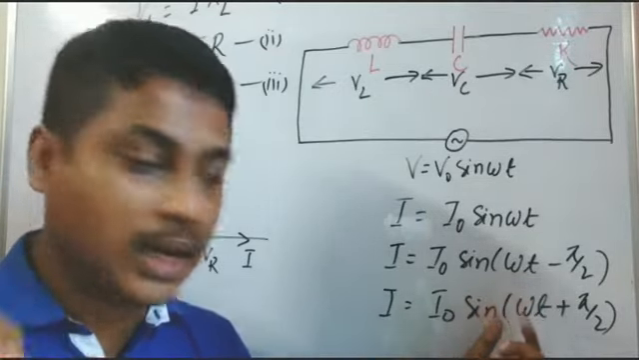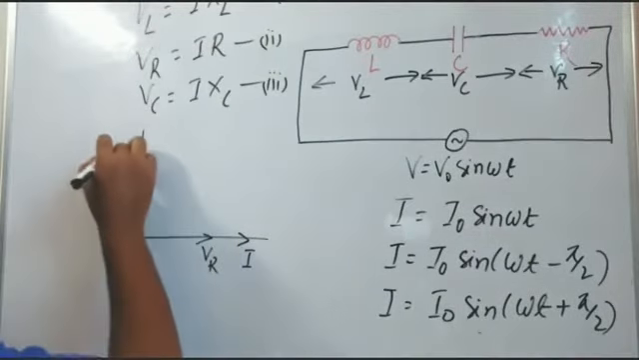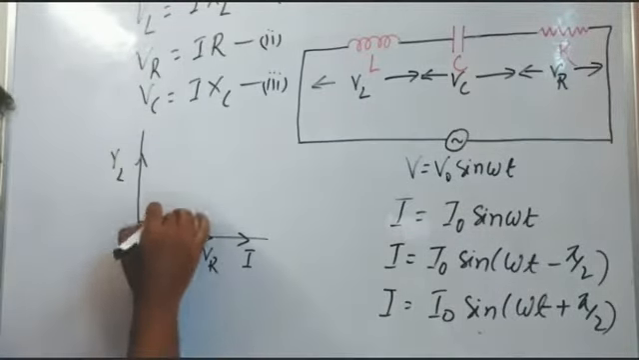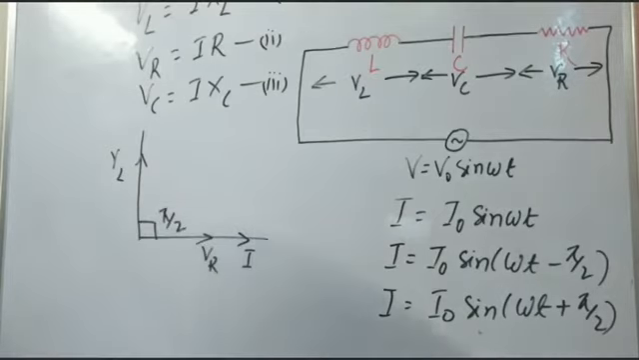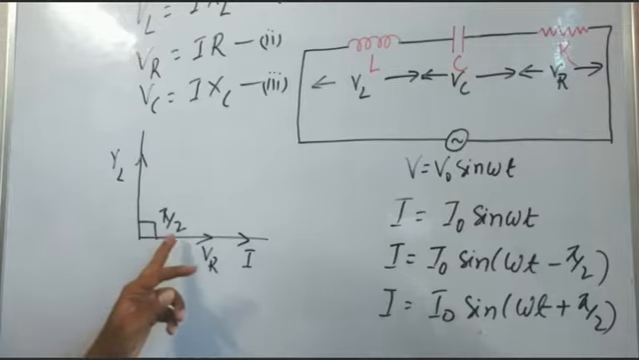Voltage will be leading by pi by 2. So your voltage across the inductor will be represented here. This will be having an angle of pi by 2. You can see voltage and the current are having a phase difference of pi by 2.